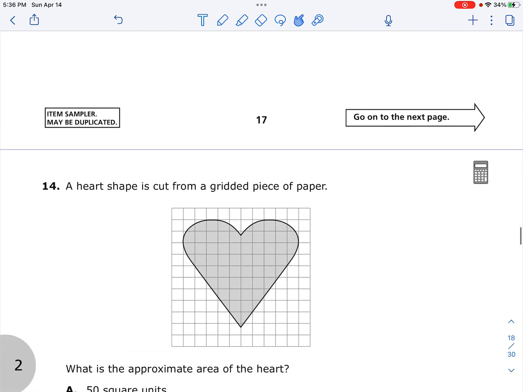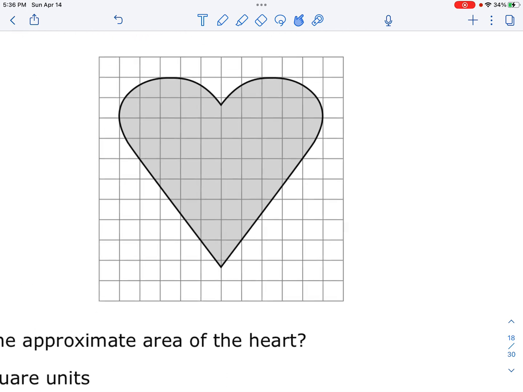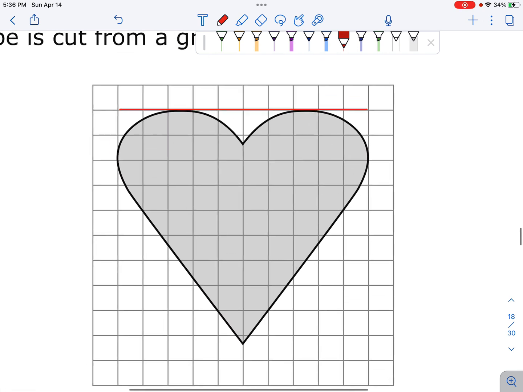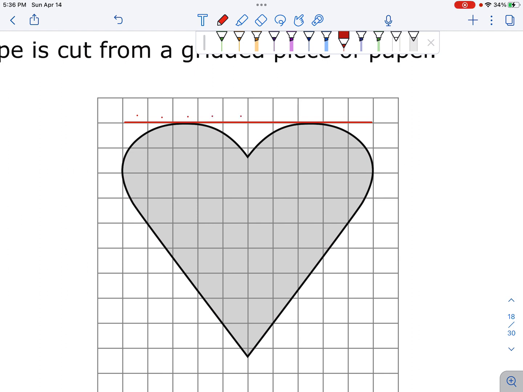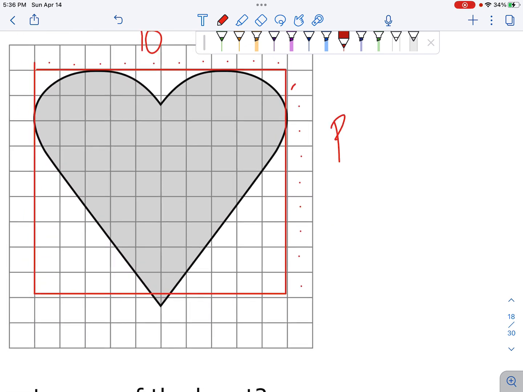Cool. Number 14. A heart shape is cut from a gridded piece of paper. What's the area of the heart? So first I'm going to say how far across that is. That is 1, 2, 3, 4, 5, 6, 7, 8, 9, 10. It's 10 across. And then we're going to count down. Right, just a little bit more, but not much more than that. 1, 2, 3, 4, 5, 6, 7, 8, 9. All right, so this is 10 by 9 pretty much. So it starts off as 90. So the area of all the red square is 90.